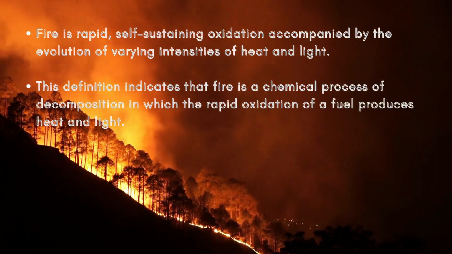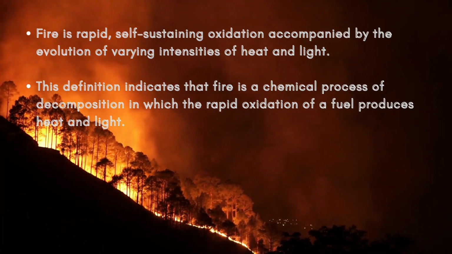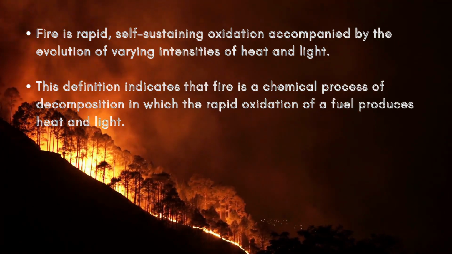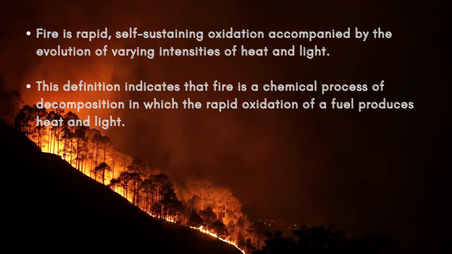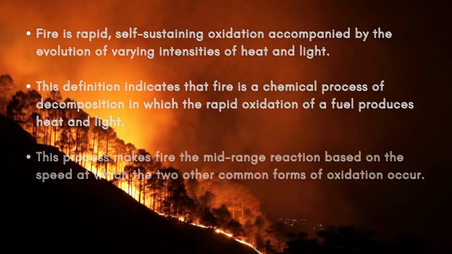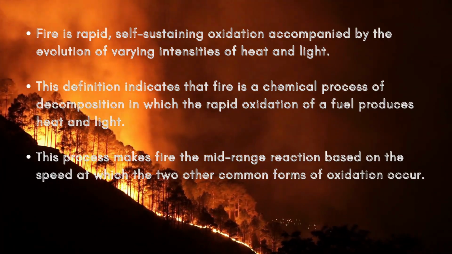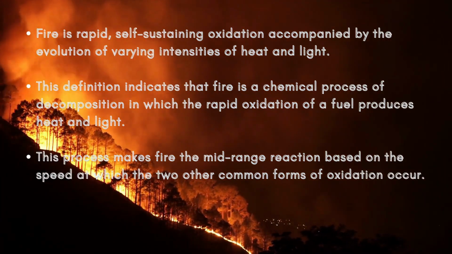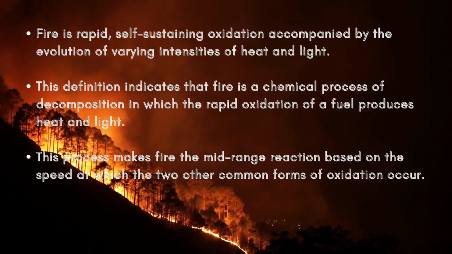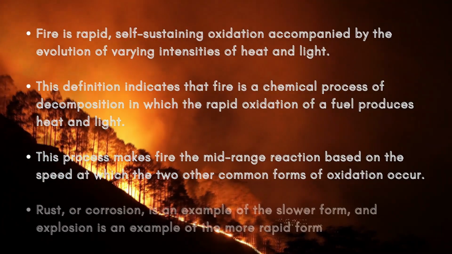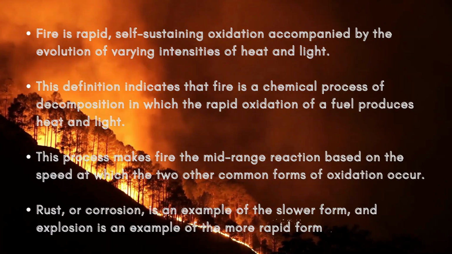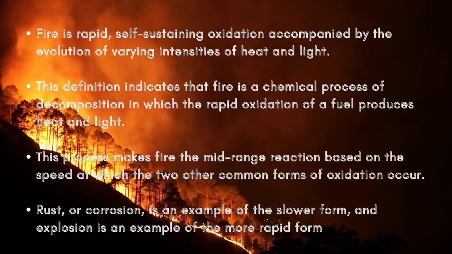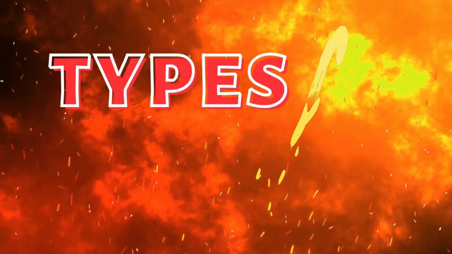This definition indicates that fire is a chemical process of decomposition in which the rapid oxidation of a fuel produces heat and light. This process makes fire the mid-range reaction based on the speed at which the two other common forms of oxidation occur. Rust or corrosion is an example of the slower form, and explosion is an example of the more rapid form. Types of fire.